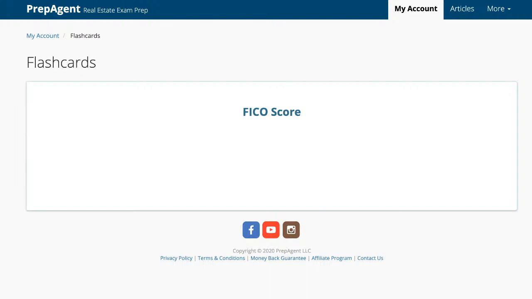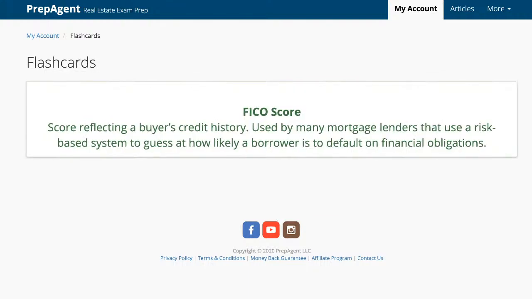Okay, a FICO score is your credit score. Anybody know what it stands for? FICO stands for Fair Isaac Corporation. It's one of the ways lenders decide to make you a loan. They look at your credit and your debt-to-income ratio.